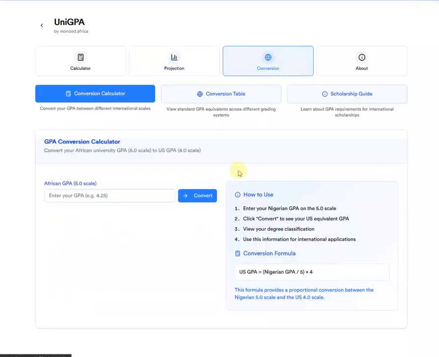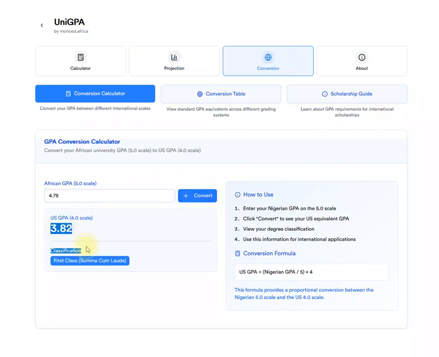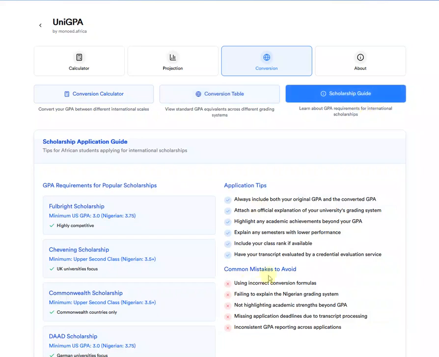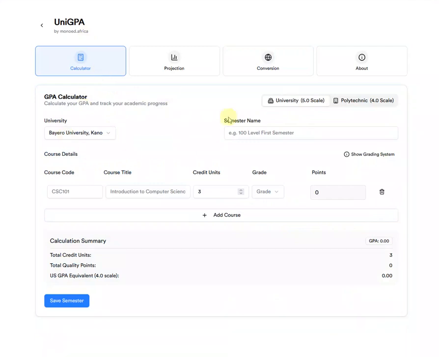So there's the conversion one as well. You put in your CGPA 4.78, and you click convert. It's going to convert it to this. This is first class summa cum laude, right? I don't know how to pronounce it well. So basically, this is it. You have the conversion system, the organization information, and stuff like that. So basically, these are the things you get from the tool itself.